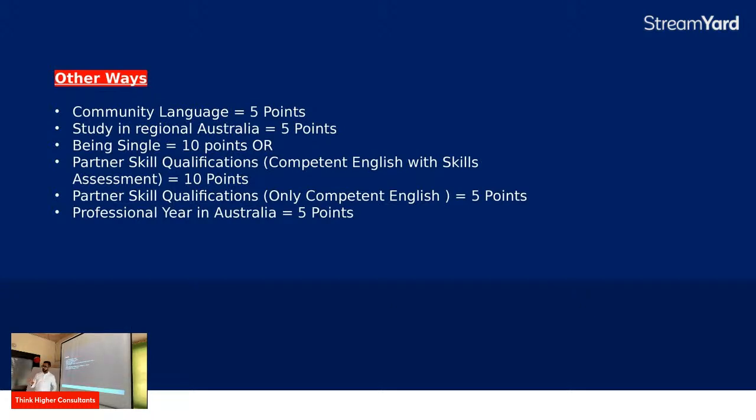It's a 1 year program. You pay the fee to the university, they do the professional year program for you. They give you an internship in the last 3 months, but it's quite worthy. 5 points really matters. So another benefit of studying in Australia is you're able to do a professional year program.